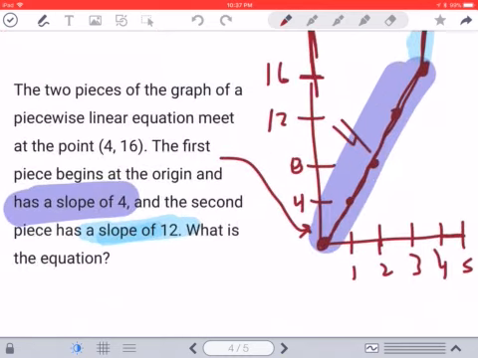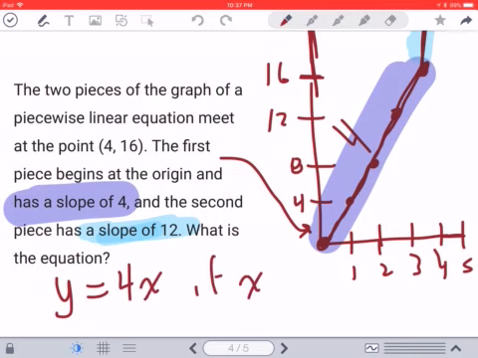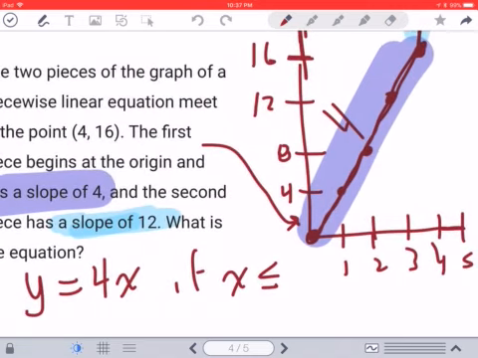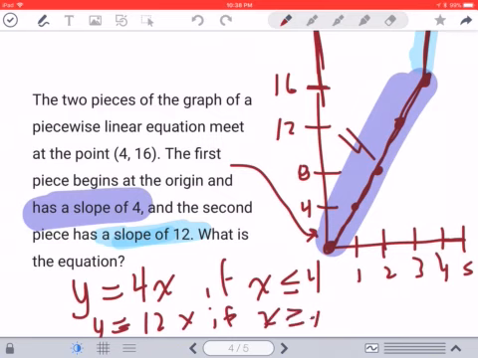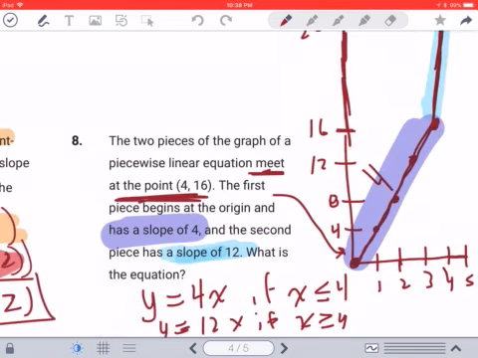And then it says, what is the equation? Okay, well, the equation has two parts. You would say the equation is y equals 4x if x is less than or equal to 4. And you'd say y equals 12x if x is greater than or equal to 4. And it says they meet at 4. So if they meet at (4, 16), then that's going to be a closed circle right there.